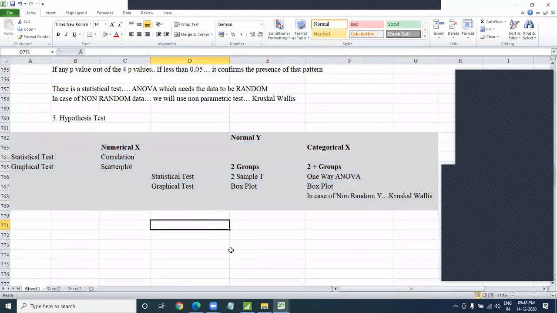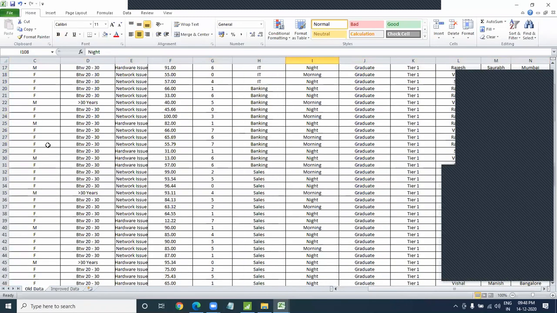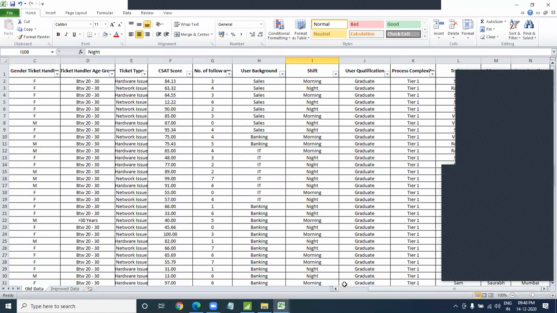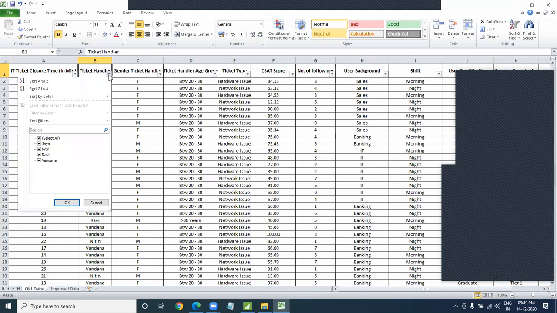First things first, let's understand what is two groups and what is 2 plus groups. Numerical X's we all understand, anything which is number-based. Let's have a look at the data first. That's my Y, a numerical Y. This is the first X, where I am getting ticket handler. How many ticket handlers do we have here? 4, right? Jaya, Nitin, Ravi, and Vandana.